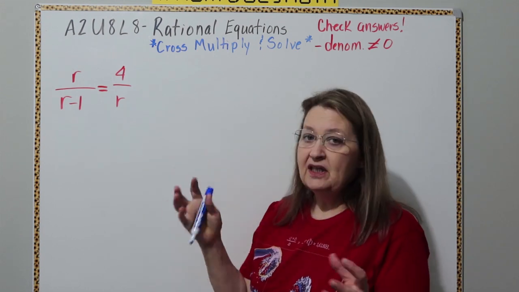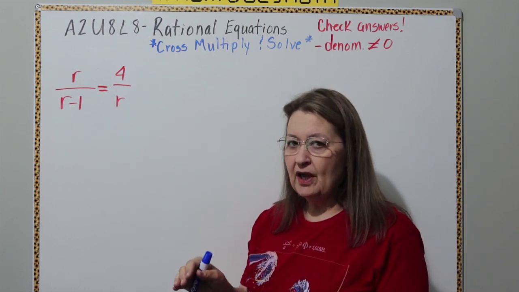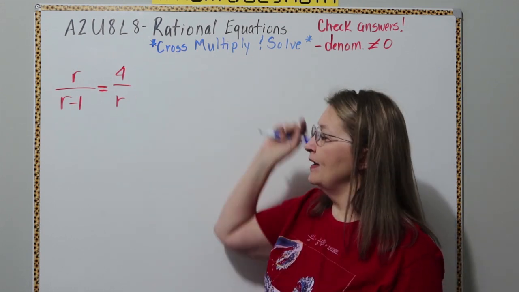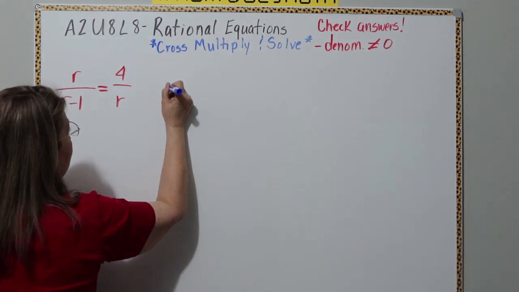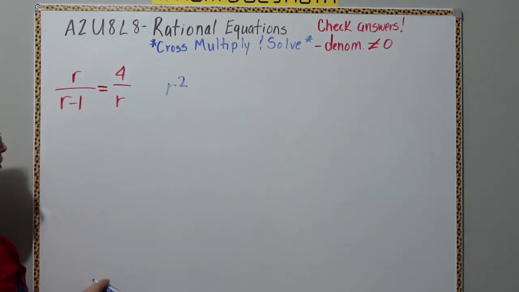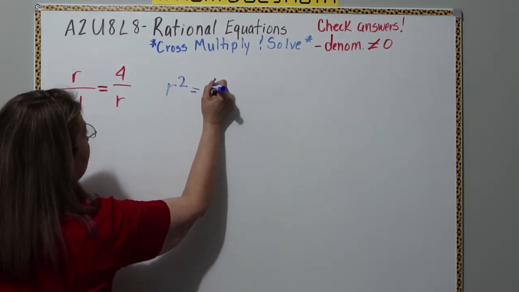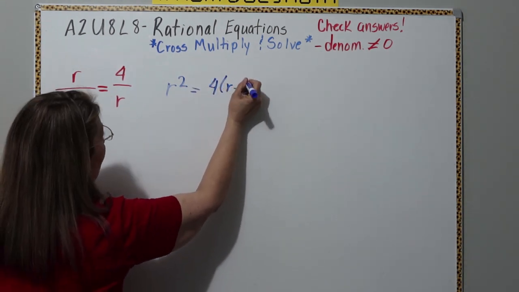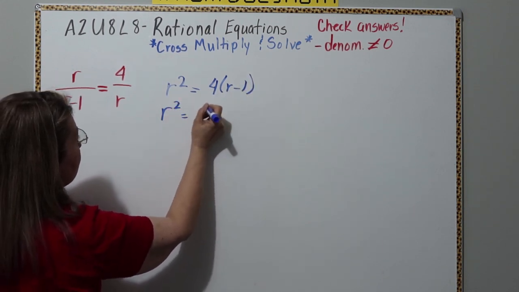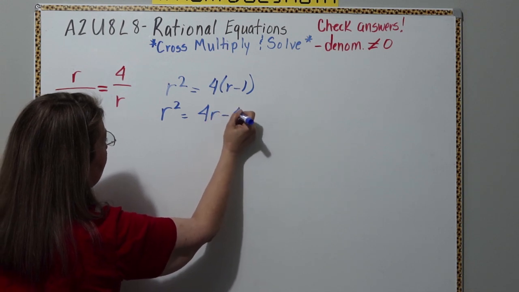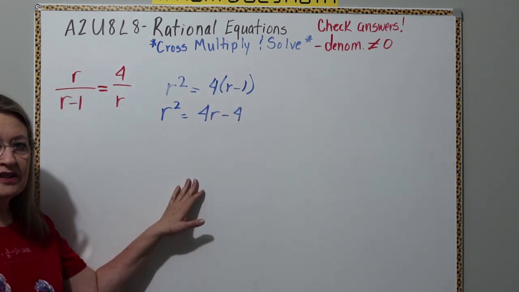Now let's look at r over r minus 1 equals 4 over r. The fractions have been condensed to a single fraction on either side, so I'm ready to cross multiply and solve. So r times r gives me r to the second power. And then on the other side, I'm going to have 4 times r minus 1. So let me simplify this real quick. R squared is equal to 4r minus 4. So I'm ready to solve.